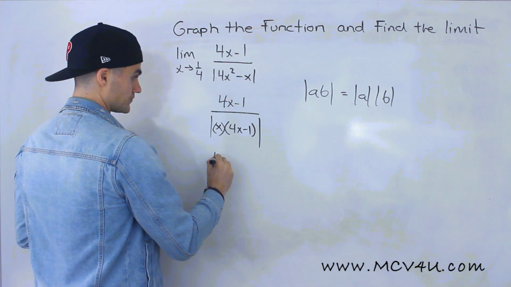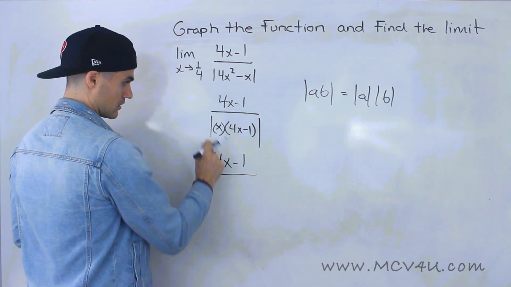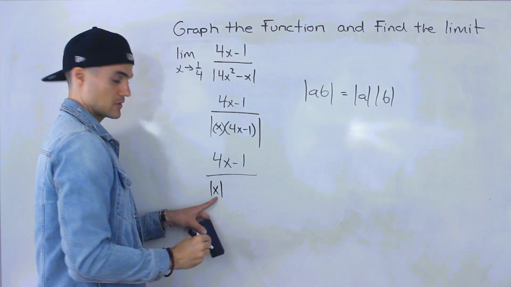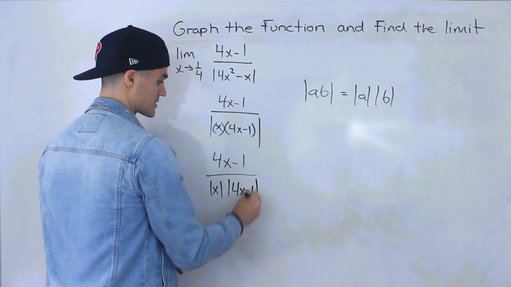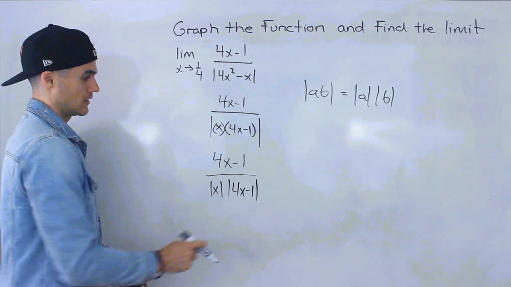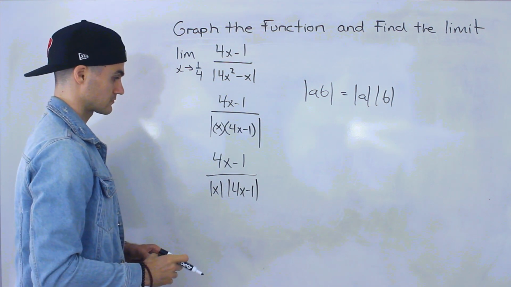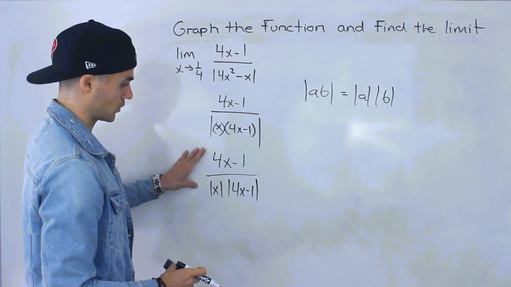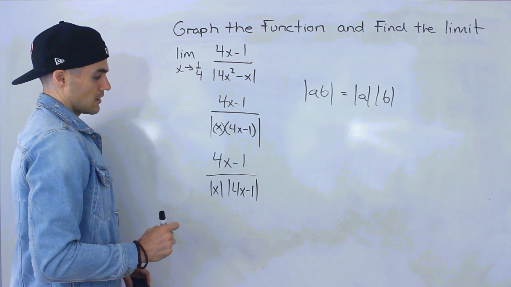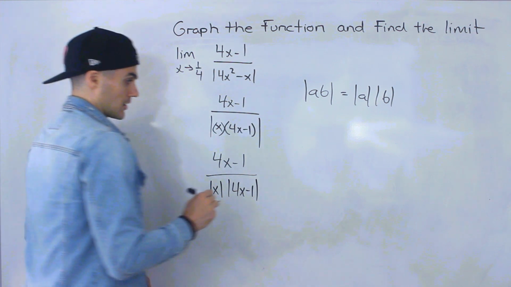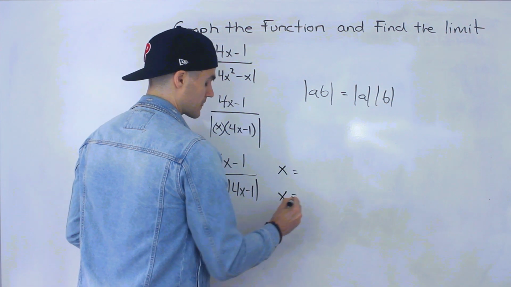And so if I use this rule here, notice we could split up that x. That has to be within an absolute value though. And then I could split up this 4x minus 1 as well. Okay, so this and this are the exact same function. And I feel like it's better to work with this because now we can kind of see more what's going on.